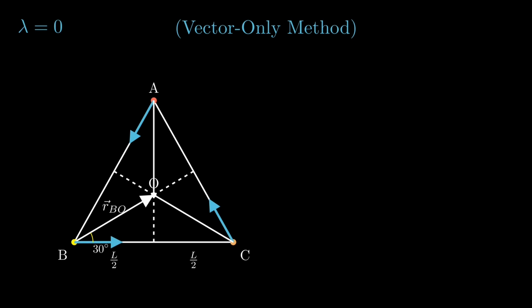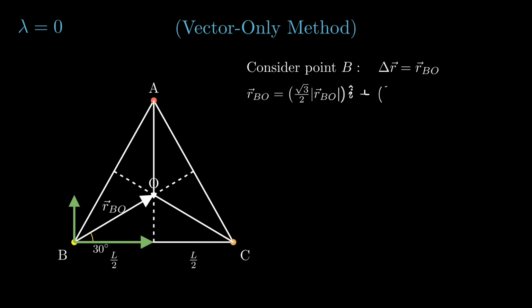So we have the vector R_BO, which is the displacement from B to the centroid. Let's break it into its components so we can obtain the displacement in terms of the side L of the triangle. From the triangle's geometry, we know that the angle between BO and BC is 30 degrees. So the component of R_BO along BC is cos 30 degrees or the square root of 3 by 2 times R_BO, while the perpendicular component is sin 30 degrees or half times R_BO.